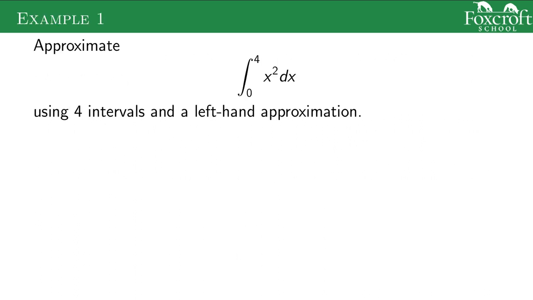Now we'll go through some examples and figure out how we can do these approximations by hand. The first thing is we're looking at the graph x squared. If we look at that graph, it's going to look something like this. And we have it from 1 to 4.